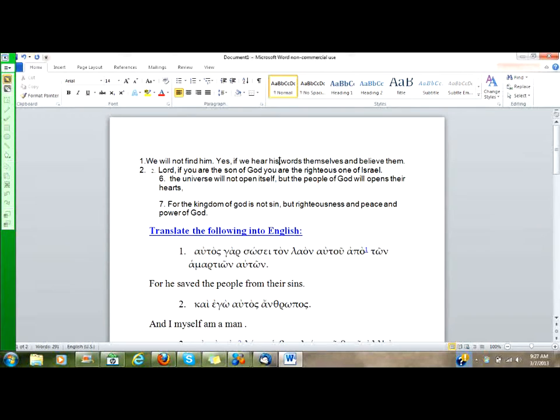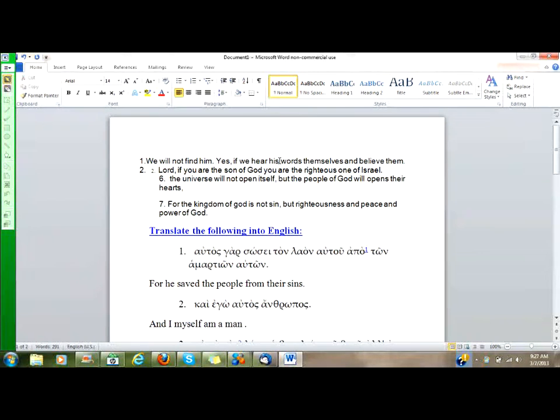All right, number 2. Kyrie, su ho huios tou theou. Su ho dikaios tou Israel. So we have Kyrie, Lord, in the vocative case. Then we have, you are the Son of God. You are, and the verb are comes a little later in the sentence, but in English we'll put it second in our clause. You are the righteous one.